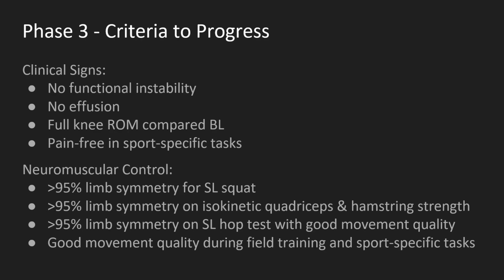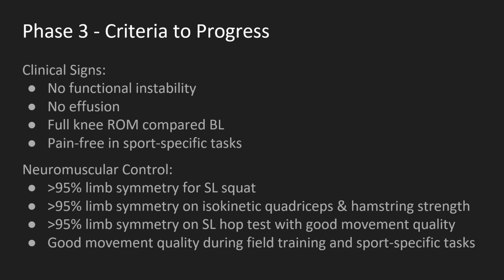In order to progress to fully return to sport out of phase 3, the clinical signs are no functional instability, no effusion, again, full knee range of motion when compared bilaterally, and pain-free sport-specific tasks. So they need to be doing their sport-specific activities well to be able to return to sport. And have no feelings of instability. For neuromuscular control, we want greater than 95% limb symmetry in each of the following: single leg squat, isokinetic quadriceps and hamstring strength, and single leg hop test with good movement quality.